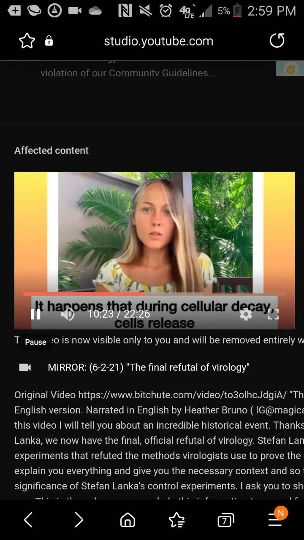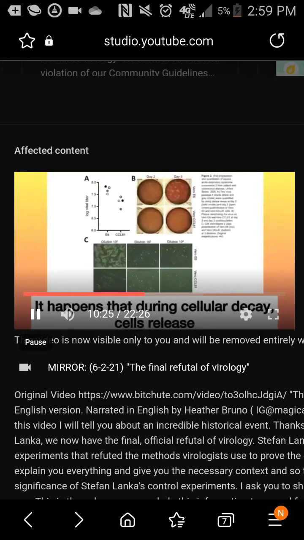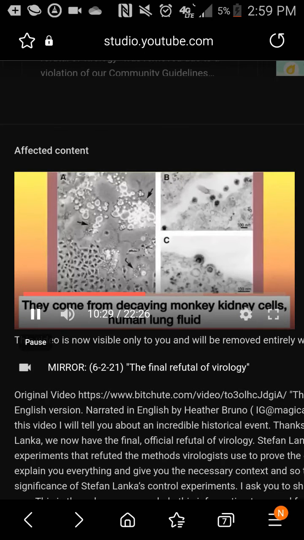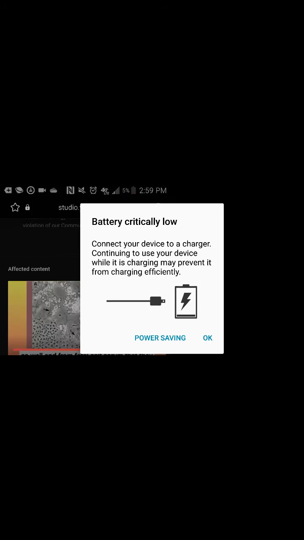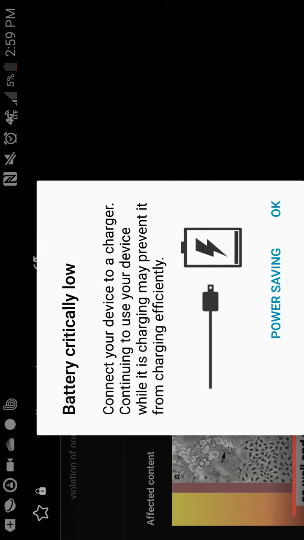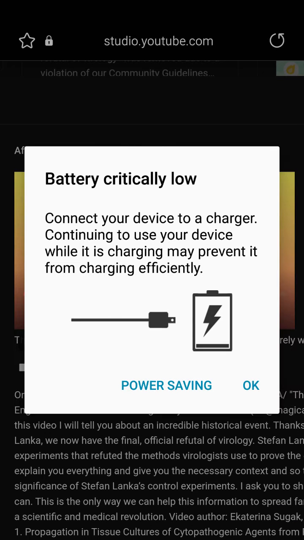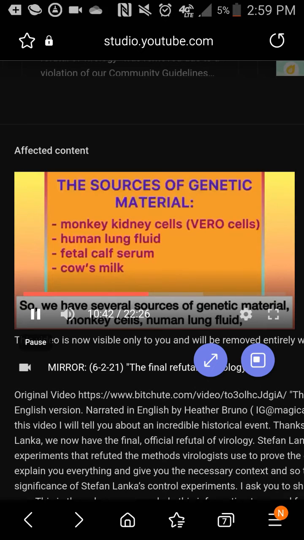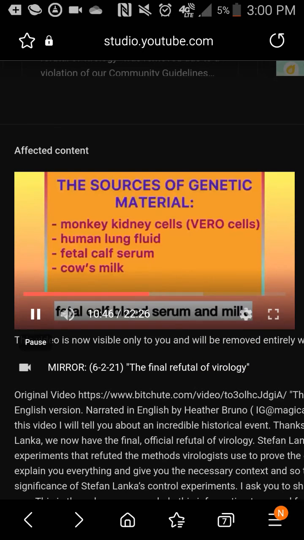It happens that during cellular decay, cells release a huge amount of different particles that contain genetic material. They come from decaying monkey kidney cells, human lung fluid, as well as from fetal calf serum, which they always add to the tissue culture. Enders also added cow's milk there. So we have several sources of genetic material: monkey cells, human lung fluid, fetal calf blood serum, and milk.